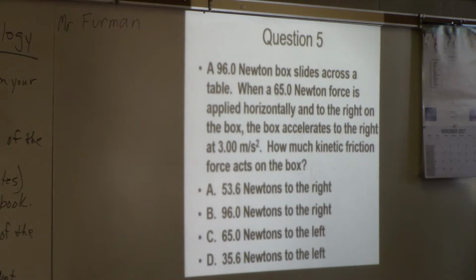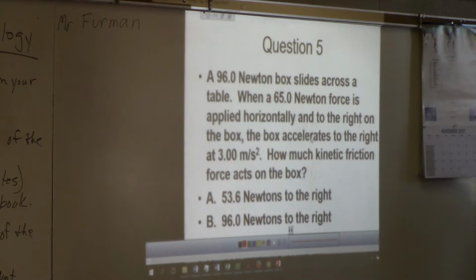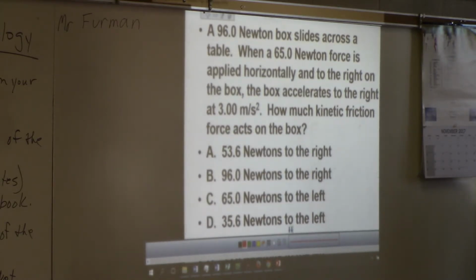A 96 newton box slides across the table when a 65 newton force is applied horizontally and to the right on the box. The box accelerates to the right at 3 meters per second squared. How much kinetic friction force acts on the box? So where would you start on a problem like this? Free body diagram, always a good choice. If in doubt, start with a free body diagram. Likely that will lead you to a reasonable solution.